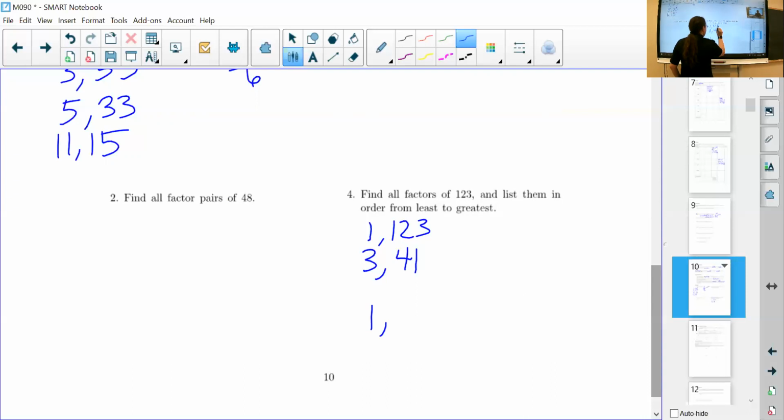We're listing them from least to greatest in this case. 1, 3, 41, 123. Make sure you're paying attention to the directions. If they ask for greatest to least, of course, just flip it. That's page 10.